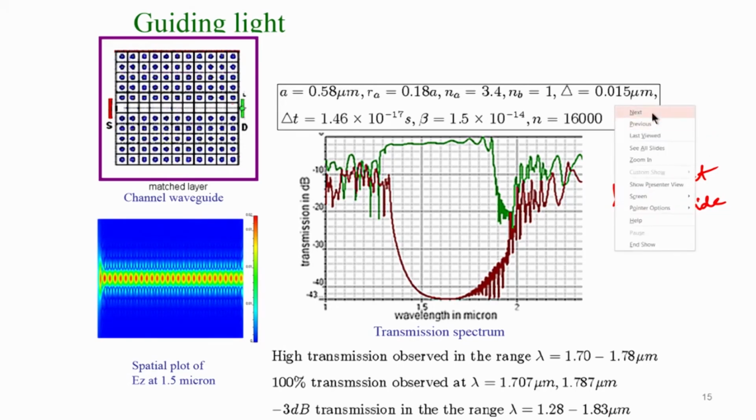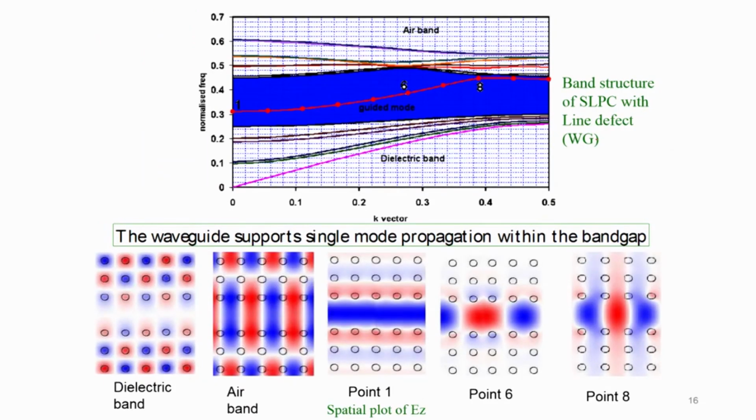You can also think of creating a... so this is the band structure. This red line in the band structure shows that light at this particular frequency is being propagated; you can call them guided modes. So, the line defect creates a line in the dispersion spectrum. The waveguide supports single mode propagation within the band, as shown in this example. This is a simulation plot showing various bands, the dielectric band and air band, at different points along the k vector. You have spatial plots.